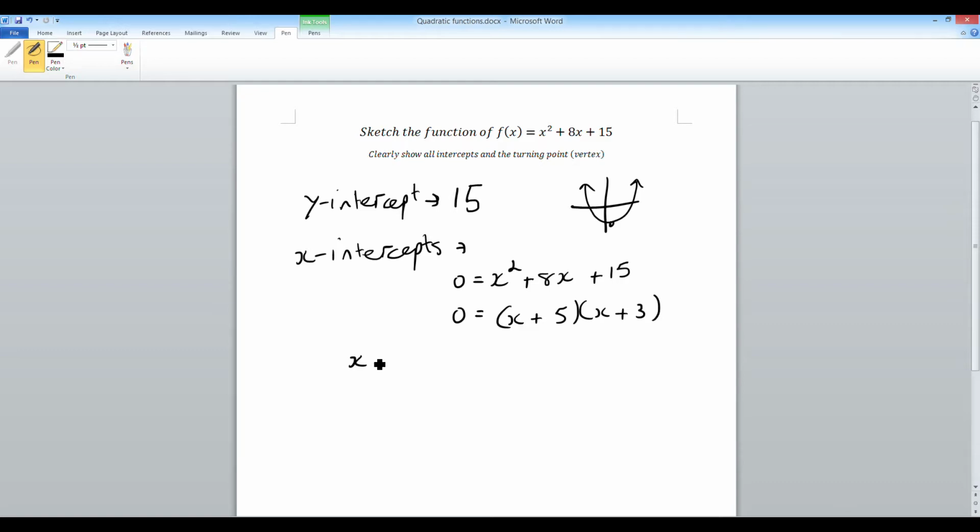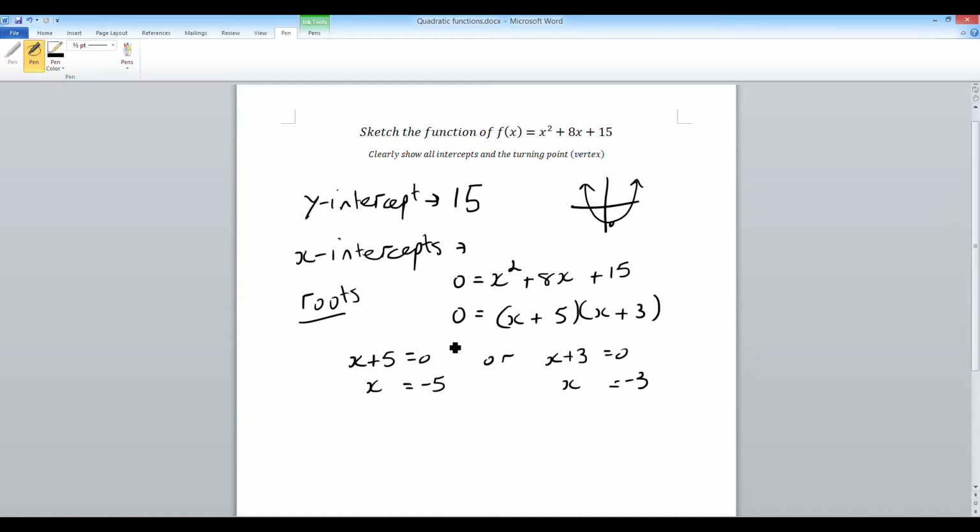In other words, I can say x plus 5 is equal to 0 or x plus 3 is equal to 0. Therefore, x can be equal to negative 5 or x can be equal to negative 3. These are my x-intercepts. In other words, I solved for x. I found two definite x values. Another word that they can use here is they can ask us to find the roots of my quadratic function. So I have my y-intercept and I have the two roots.